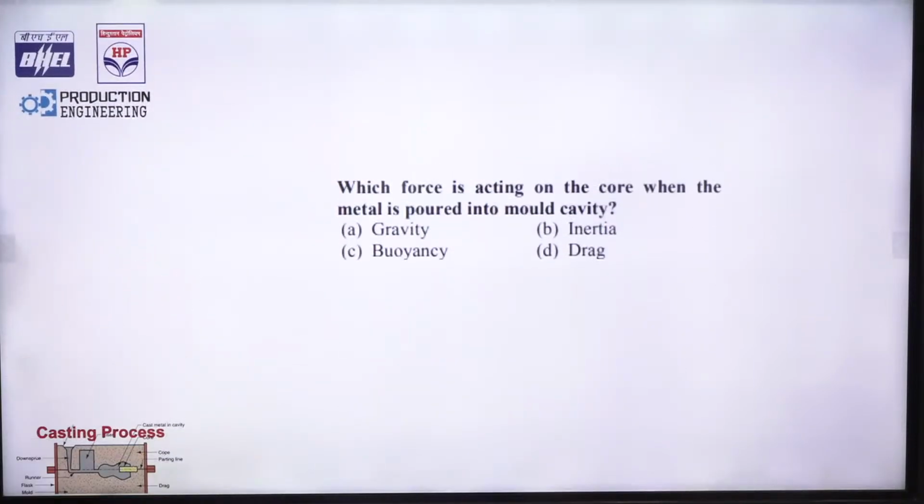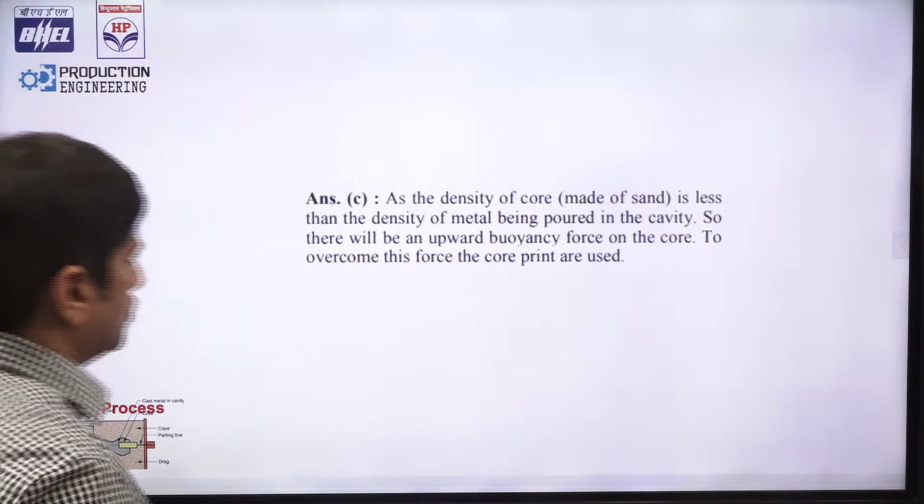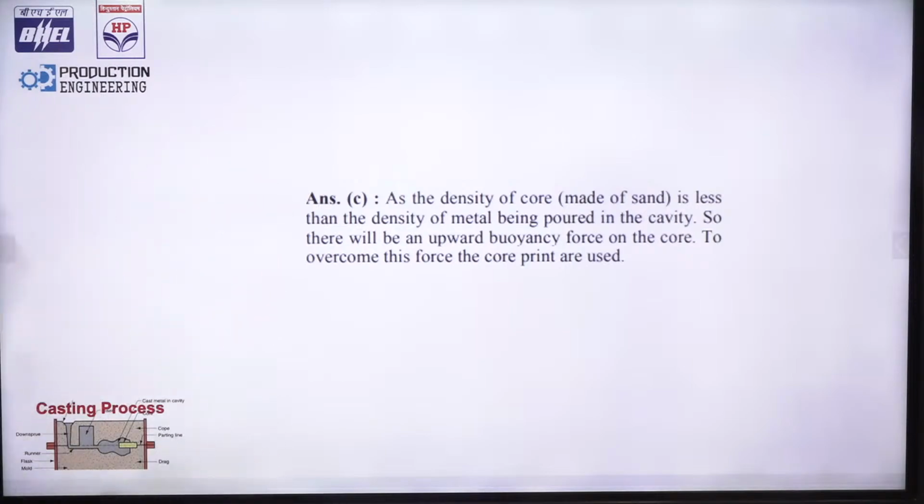Which force is acting on the core when metal is poured into the mold cavity? We already discussed that. Gravity force. He is asking not the force acting on the metal, he is asking the force acting on the core. Yeah, you have understood it. This is the buoyancy force. It can be hydrostatic force also. If he gives you a choice of hydrostatic force, pressure force, buoyancy force, it is nothing but hydrostatic pressure force only. Buoyancy force is the result of hydrostatic pressure force only.